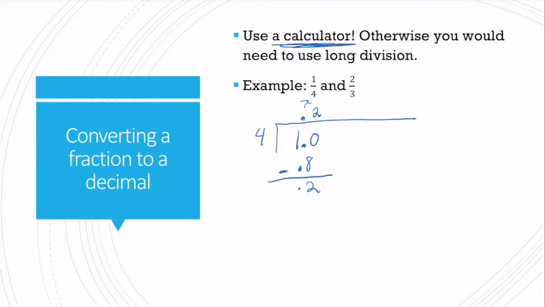Okay, does 4 go into 2? No, so I have to put a placeholder there. How many times does 4 go into 20? It goes into 20 5 times. 0.05 times 4 is 0.20. You subtract them, no remainder. So that's where the 0.25 of 1/4 comes from.